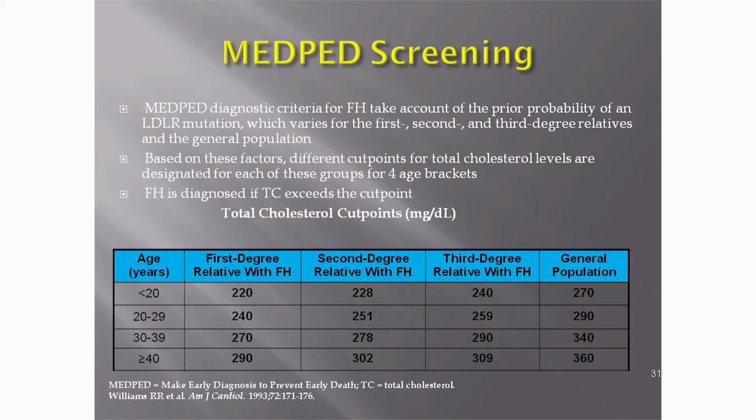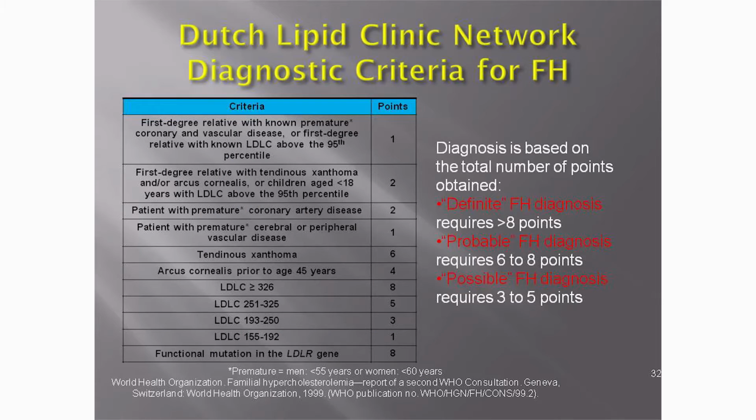As you can see on the MedPed slide, and this is very important, LDL cholesterol will change with gender and age. So women tend to have a lower LDL cholesterol than men until menopause, at which point things start getting worse for the women, unfortunately. And young people have a lower LDL cholesterol than older people. So that means when we're making the diagnosis, we have to take age and gender into consideration. Next, we have the Dutch Lipid Clinic Network diagnostic criteria for FH, and it's a point system, and you have to have greater than 8 points in order to meet the criteria for definite FH.